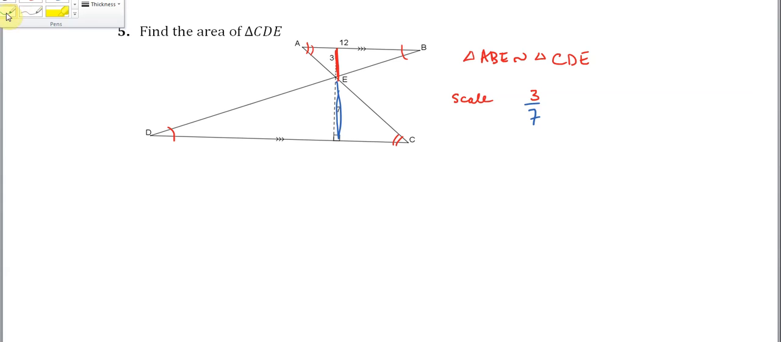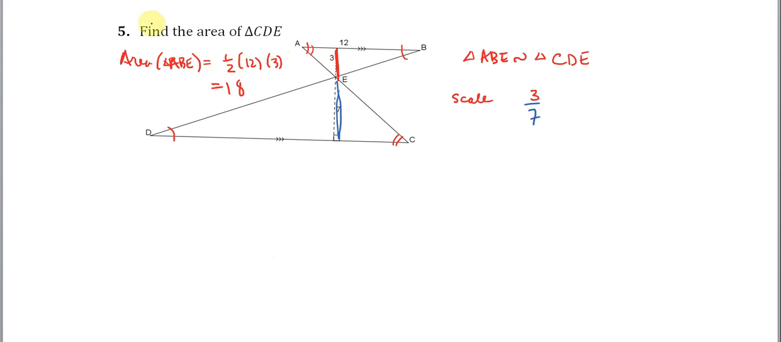So to find the area of the big triangle, we could use the area of the smaller triangle. And so let's find the area of the smaller triangle here. So the area of triangle ABE is equal to 1/2. The base is 12, times the height, that's 3, so we're going to get 18 units here.